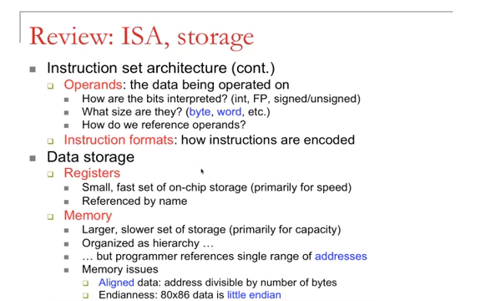Instruction formats: how the instructions are encoded. When we write assembly language programs, we use symbols for these different operations: add, increment, subtract, move, followed by 0, 1, or 2 operands. This is one instruction, and before the instruction, we can have a label to represent the address of this instruction. After the instruction, we can have a comment to explain the purpose of this instruction.